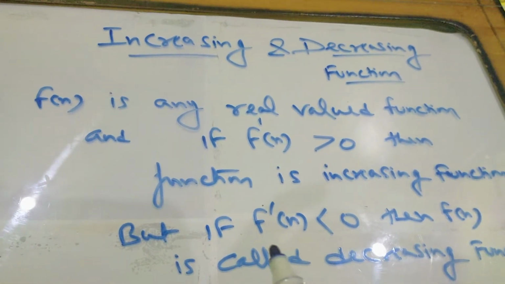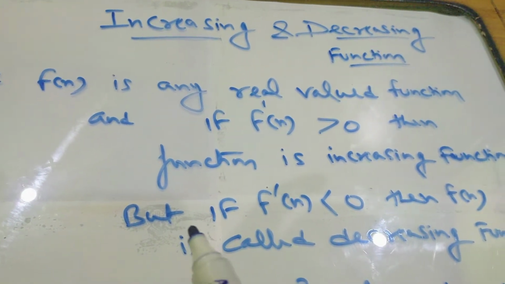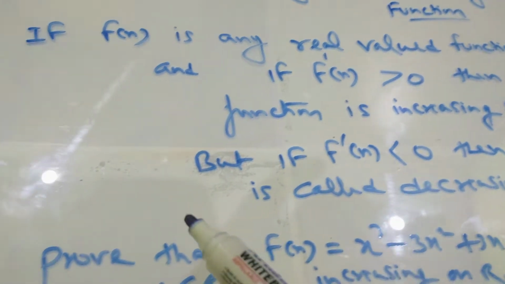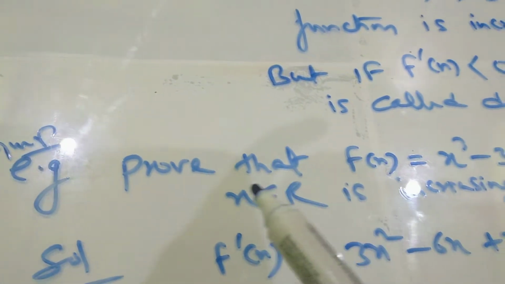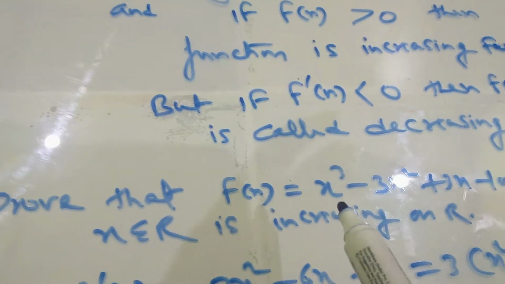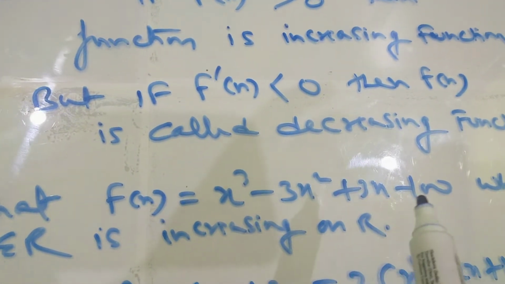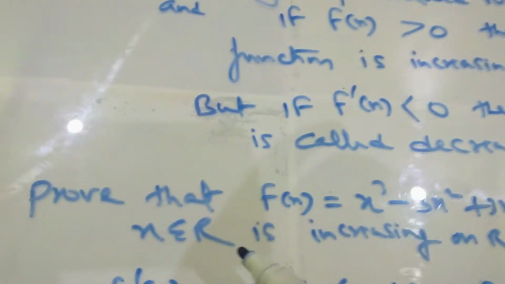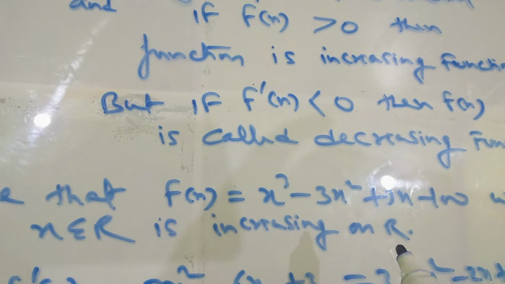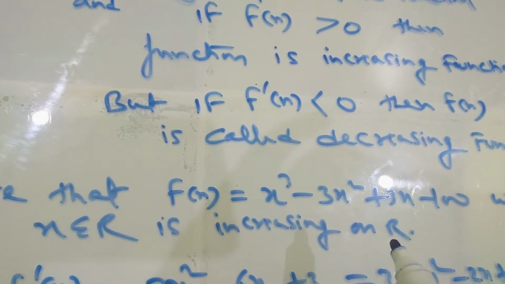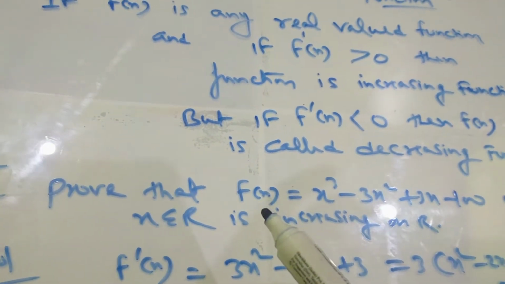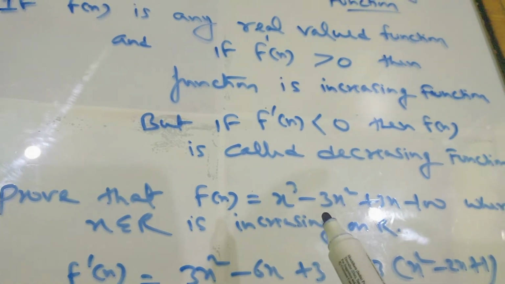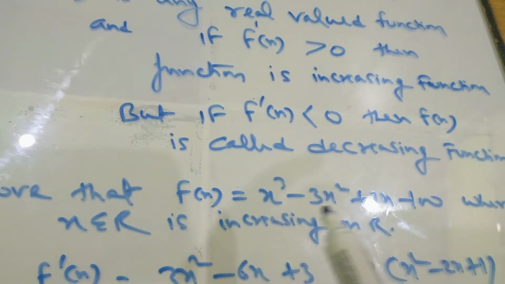I want to clarify this part through one example which has been given in both ISC and CBSE boards. This question is very important for you, and it can come for 2 marks. Prove that f(x) = x cube minus 3x square plus 3x minus 100, where x belongs to R, is increasing on the real number set. This R stands for real numbers.